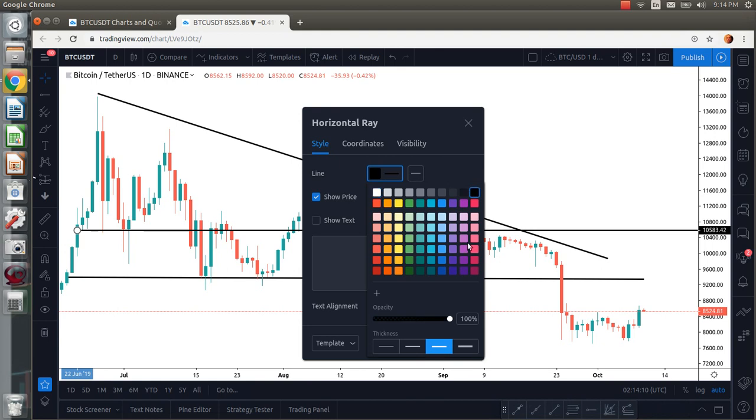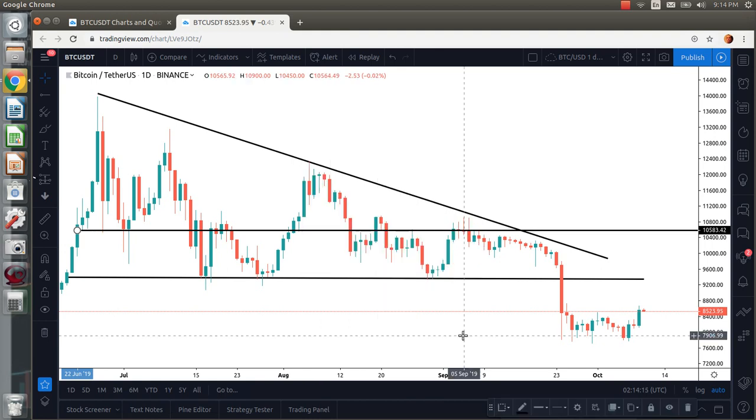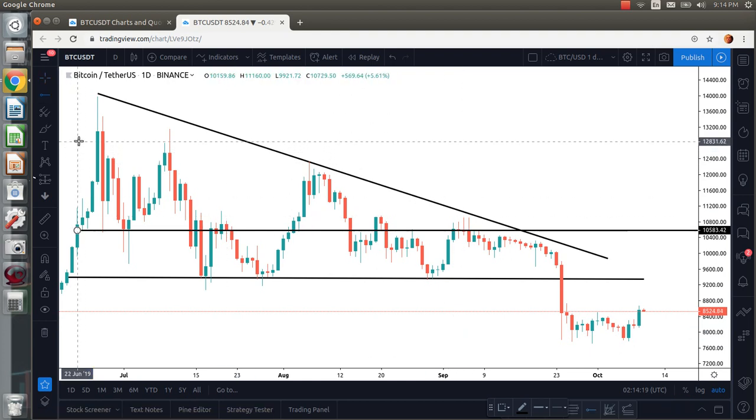Sorry, guys. Alright, we got it on there now, at least you could see. So you see what a horizontal line does. I'm going to do another one. Let's say there was a lot of resistance. I'm just going to draw a random line here.